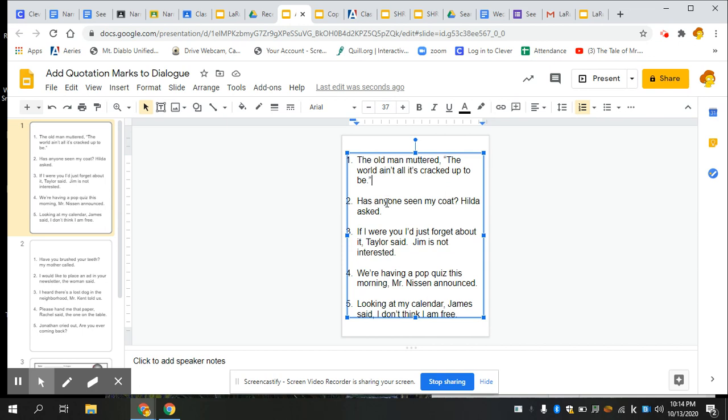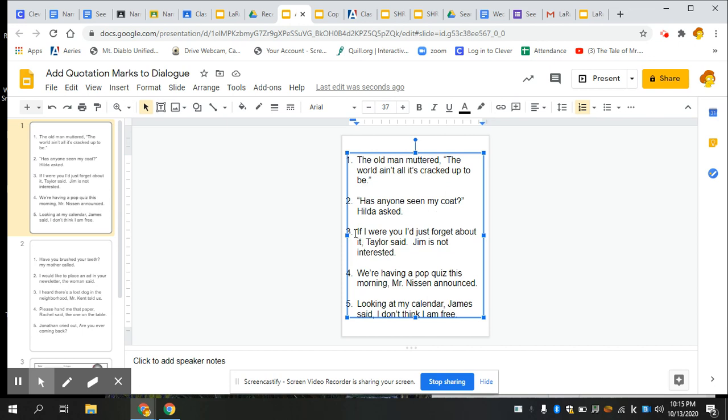Looking at sentence number 2, "Has anyone seen my coat?" Hilda asked. Hilda asked is a tag. It tells me who is speaking and how she is speaking. She's asking. So I can go back to the beginning and see that "has anyone seen my coat" is the words that Hilda is speaking out loud. I'm going to put a quotation mark in the beginning, and I'm going to put a quotation mark after the question mark.